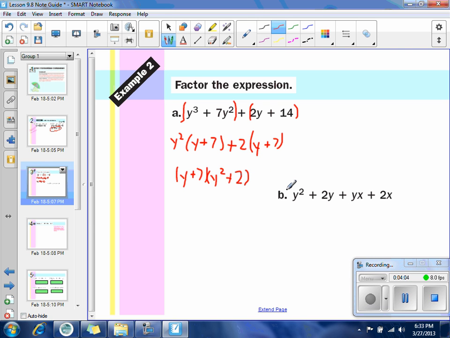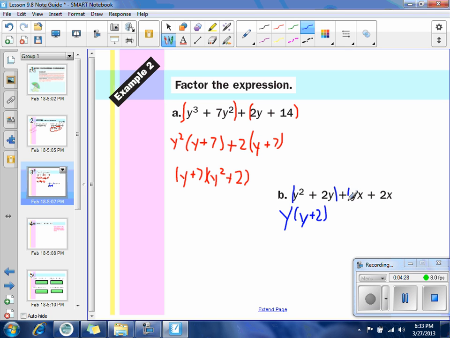So take a look at that again. Let's change colors. So I can't divide everything. Like all three of these terms have a y, but this one doesn't. So I can't divide everything by that. But I can divide these two by a y. And I would be left with y plus 2.